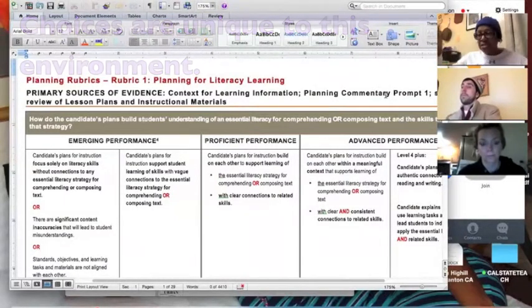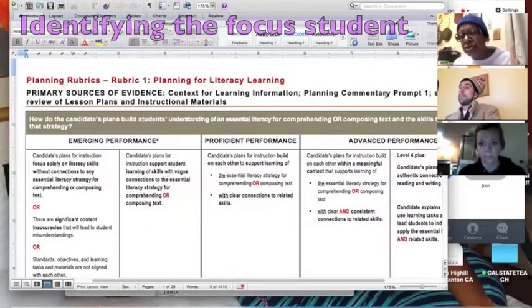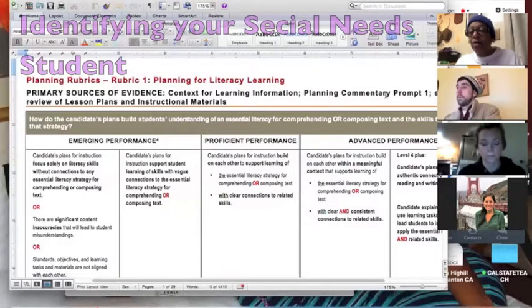in any lesson. So your focus student must be an EL student. That one you must deal with directly. Your second student, your special needs student, is someone that you just have to talk about what you would do.